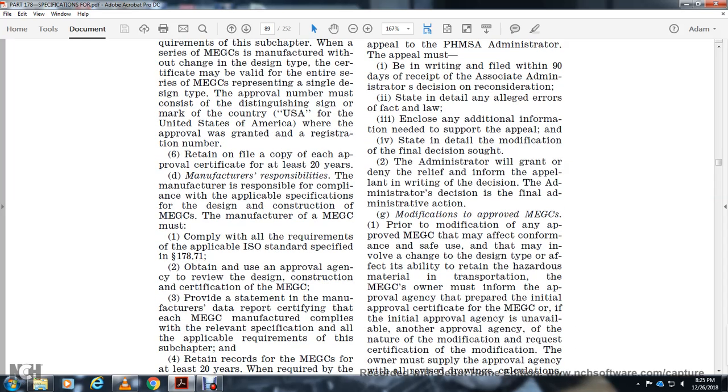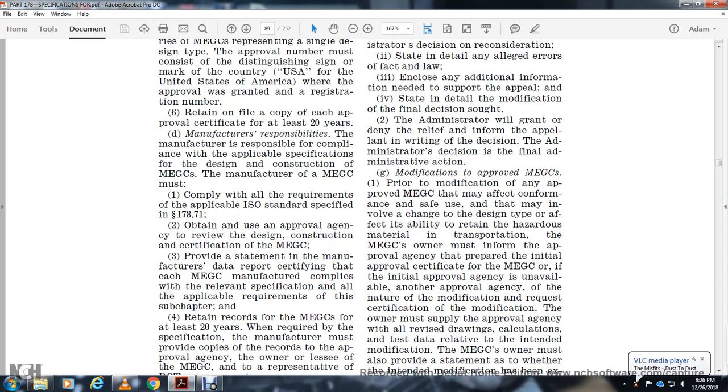Modification approval of the MEGC prior to the modification. Any modification of the MEGC that may affect the form and safety of the design type, or its ability to retain hazardous material in transportation, the MEGC owner must inform the applicable approval agency that prepared the initial approval certificate of the MEGC, or if the initial approval agency is unavailable, another approval agency, of the nature of the modification and request certification of the modification. The owner must supply the approval agency all revised drawings, calculations, and test data relative to the intended modification.